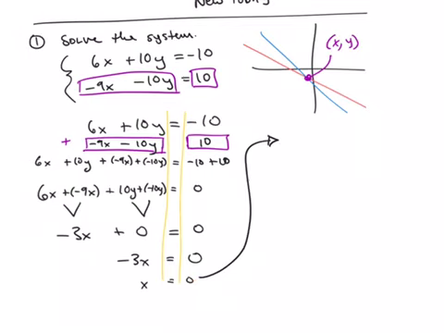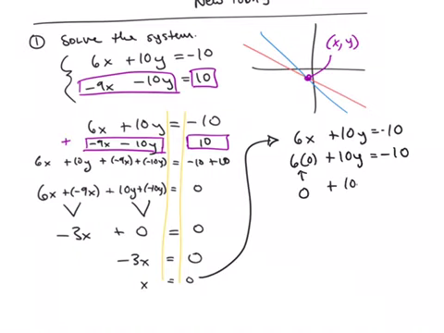Now I wonder to myself, okay, look, if I have, for instance, 6x plus 10y is equal to negative 10, that's my top equation, and I know that the solution I'm looking for has x equal to 0, I'll substitute in 0 for x, and that way I can now find, okay, 6 times 0 is 0, plus 10y equals negative 10.